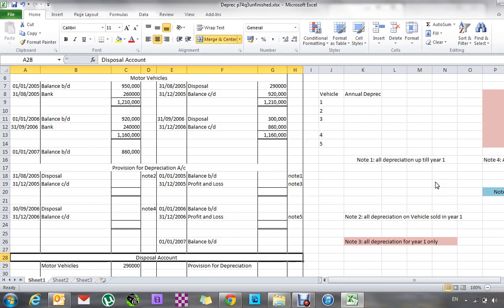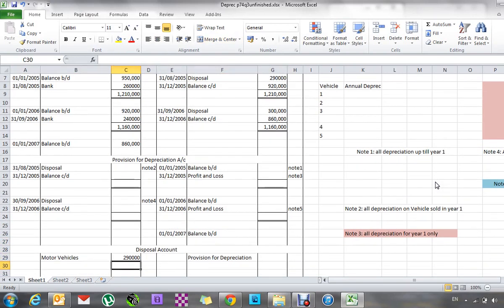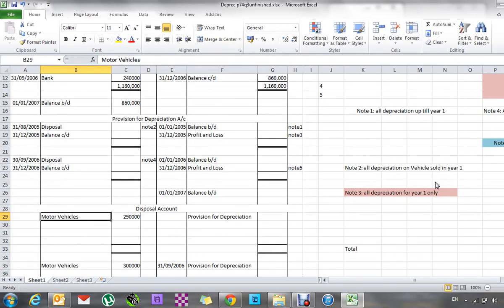Okay, and the motor vehicle disposal account. So first we have the date that it happened, so that's the 30th of the 8th 05. The provision will be the 30th of the 8th 05, and then there's the date 31st of the 9th 06, and 30th of the 9th 06.